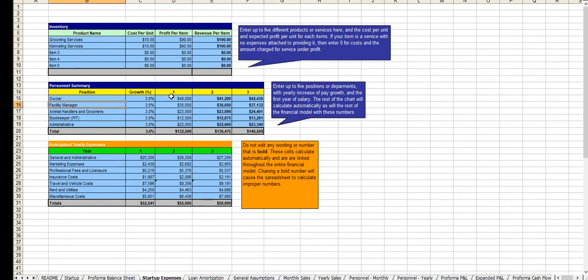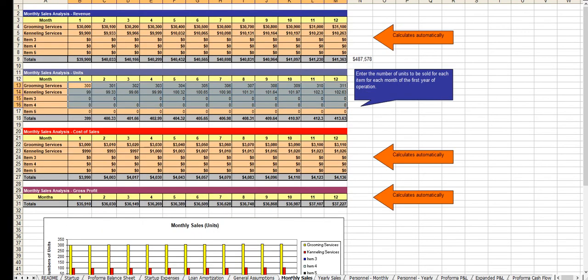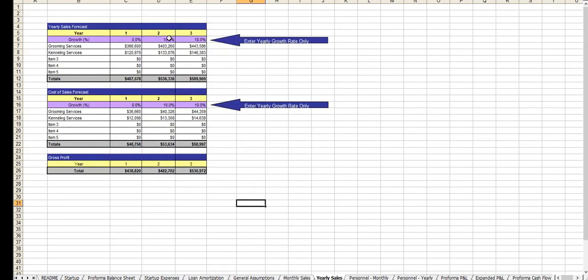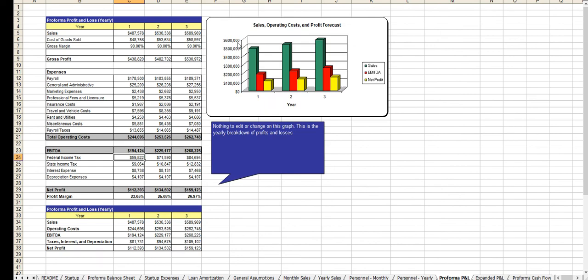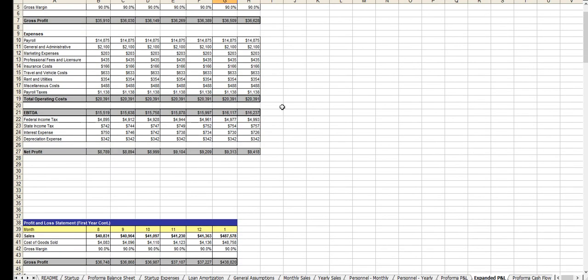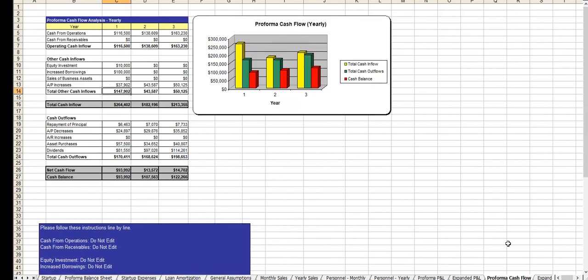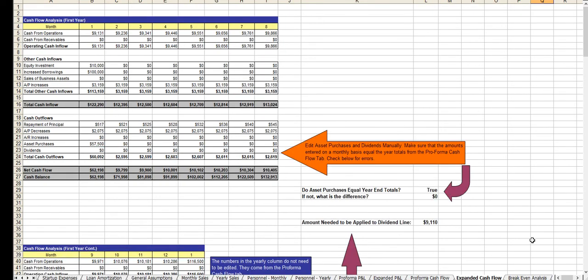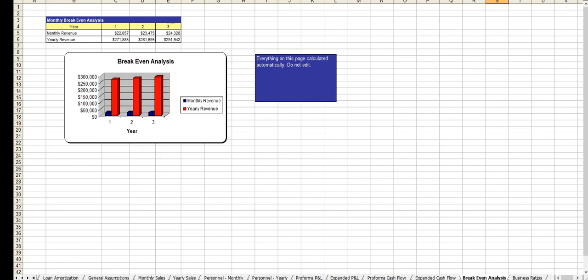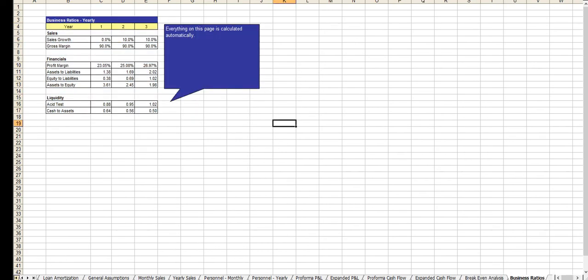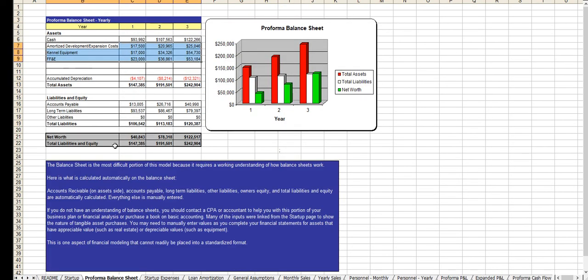The positions, as well as titles and payroll, salary, your underlying expenses. From there, you enter in your anticipated monthly revenue in each of the first 12 months, your growth rate for year two and year three, and out comes your profit and loss statement, the expanded profit and loss statement you saw at the end of the plan, cash flow analysis, the expanded cash flow analysis, break even, business ratios, and of course the balance sheet.